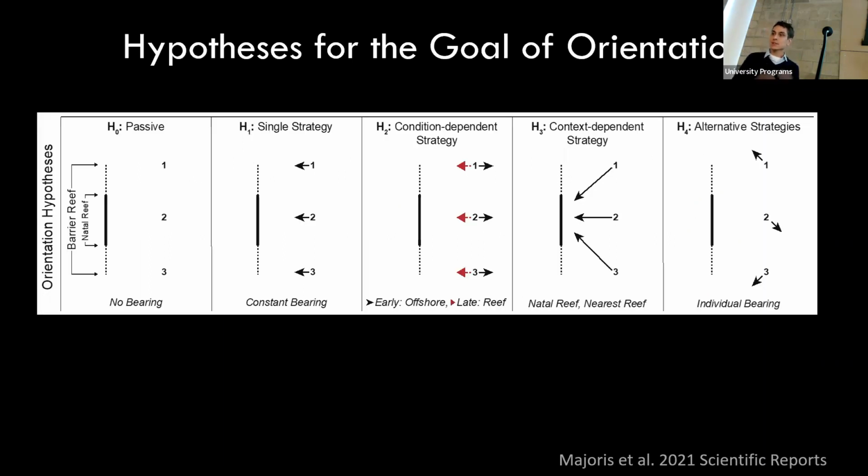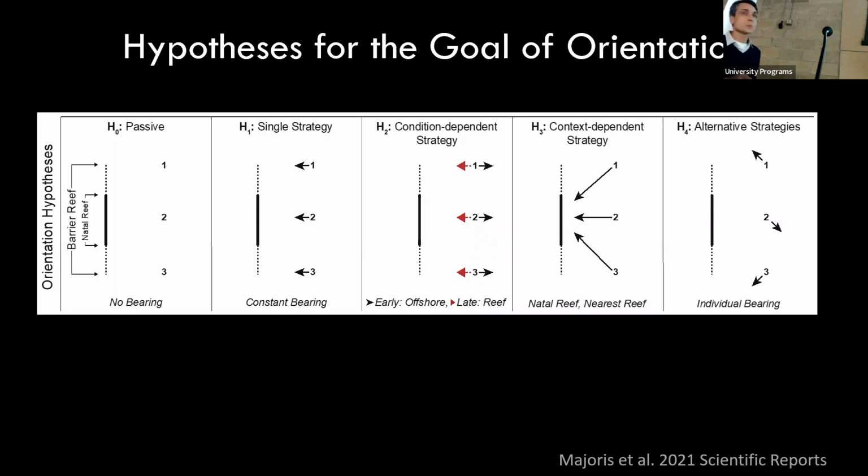And so there are several alternative hypotheses for the goal of larval orientation. And I've put together this conceptual framework to help walk you through some of those ideas. And so this line here is meant to represent our transect along the Belizean Barrier Reef. And these numbers represent some hypothetical disk deployments. So the location of a few different disk deployments.